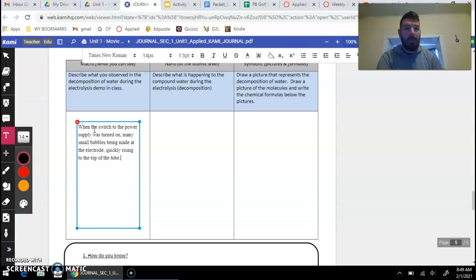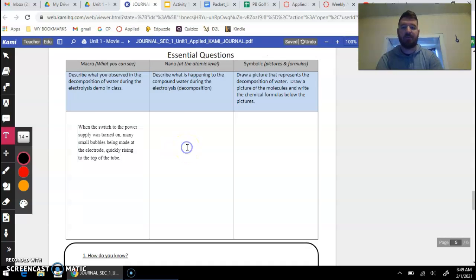All right, so you should have seen a steady stream of those little bubbles going up towards the top. And as they were going towards the top, they would then pop, push our water level down, and we would have more gas in there. So you should have a nice detailed explanation there.